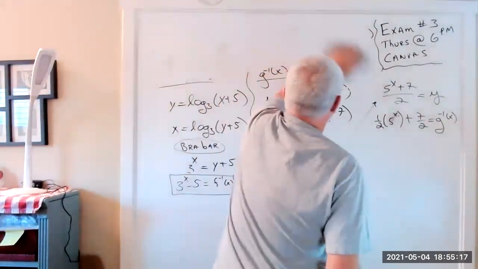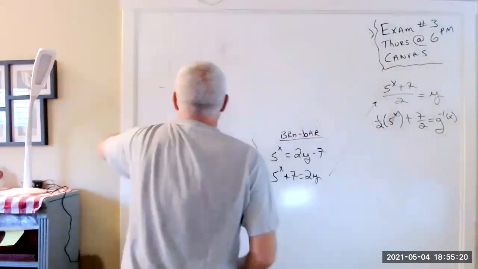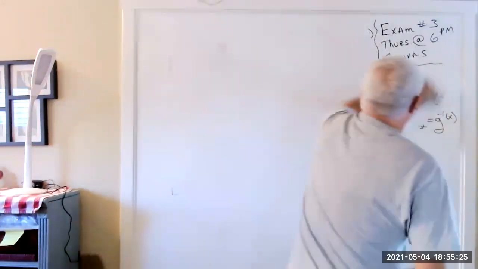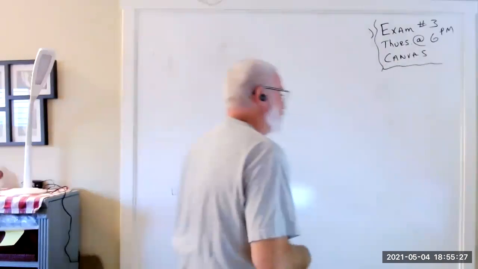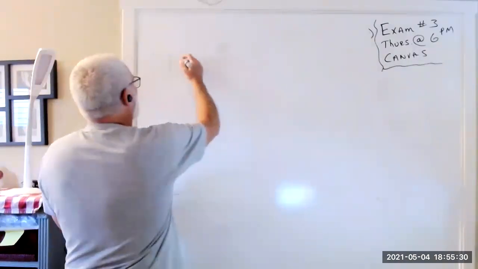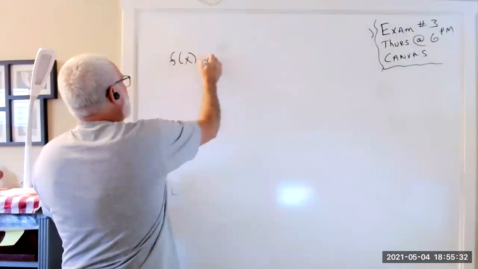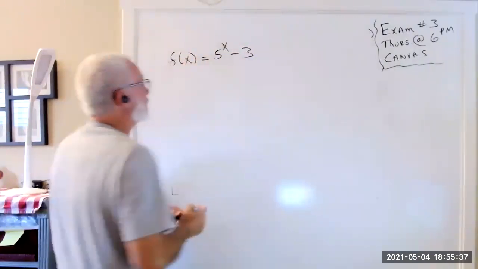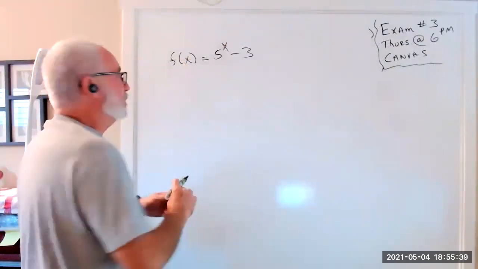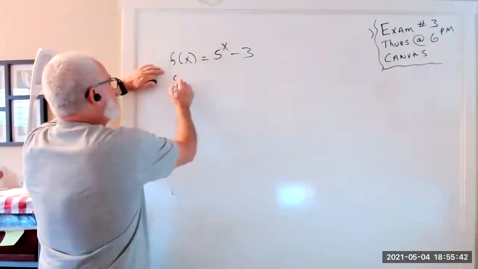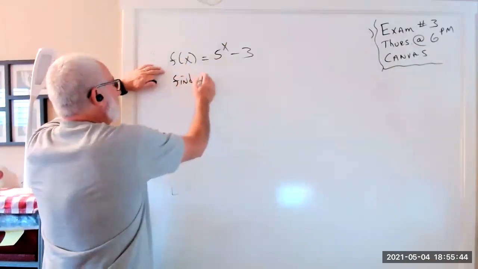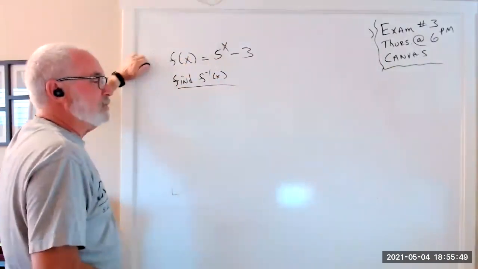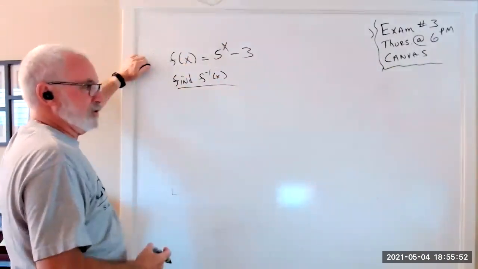Then the other thing that people kind of missed on the quiz was finding the inverse of an exponential. Okay, so suppose you had f of x equals, I don't know, 5 to the x minus 3. So here's an exponential function, and I want you to find f inverse of x. Okay, a little bit different.